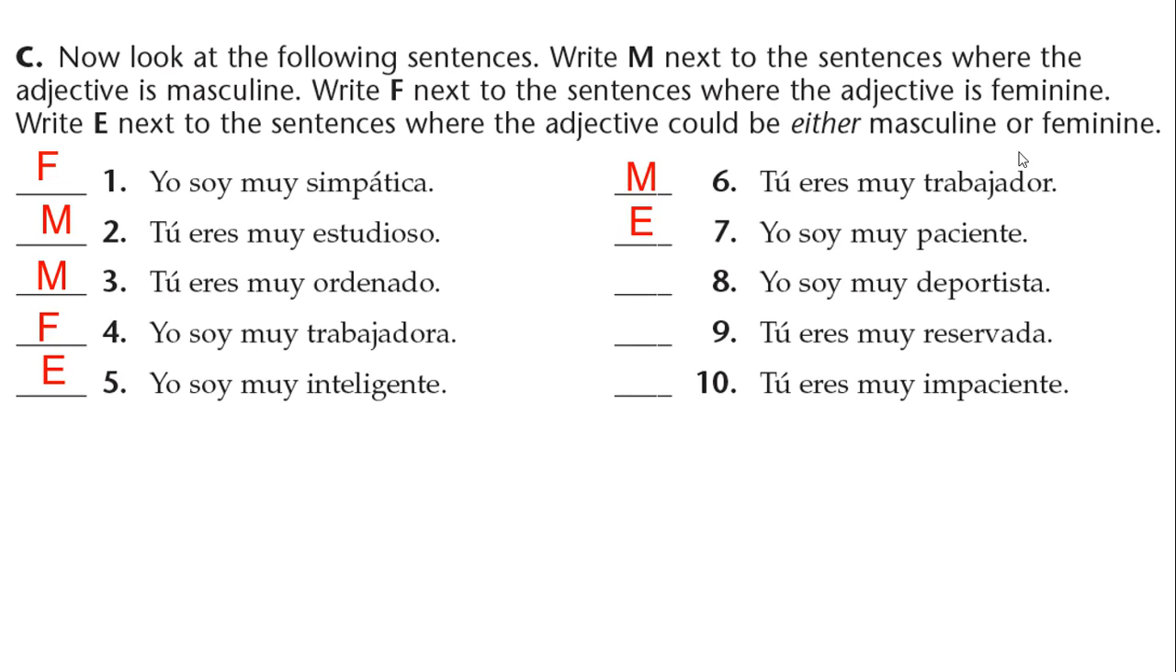Yo soy muy deportista. This could be either. Deportista always ends in ista. Ista never changes. This is one of the endings that trips up most English-speaking people who are trying to learn Spanish because it ends in a, so where our brain will hopefully begin to automatically think it ends in a, it's a female, but deportista is one of the words that breaks the rules. The next one, tú eres muy reservada. Reservada tells us it's female. And tú eres muy impaciente. You are very impatient. We can't tell, so it could be either because impaciente ends in an E.